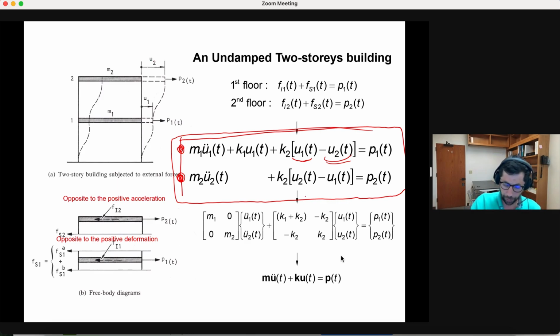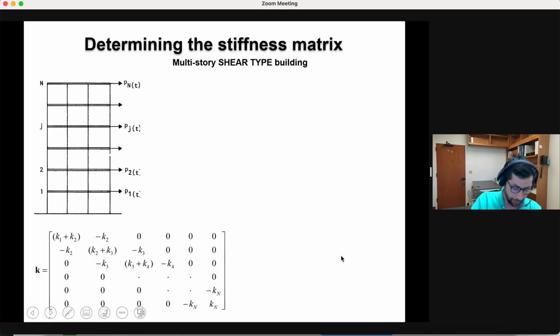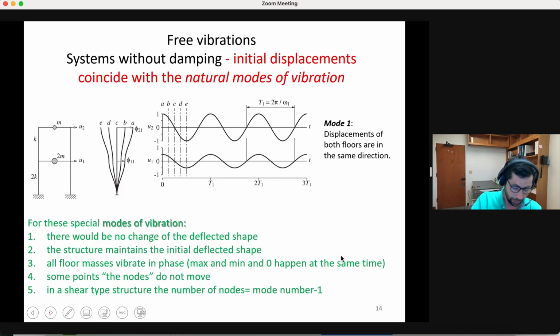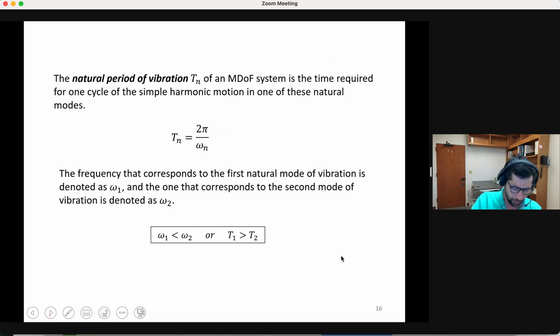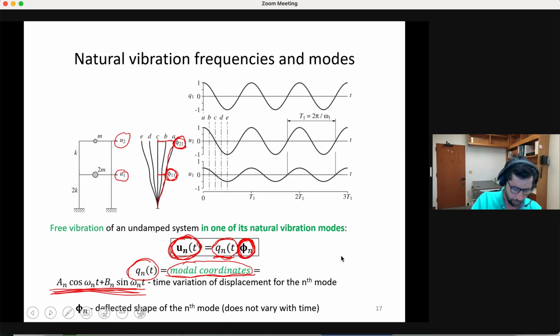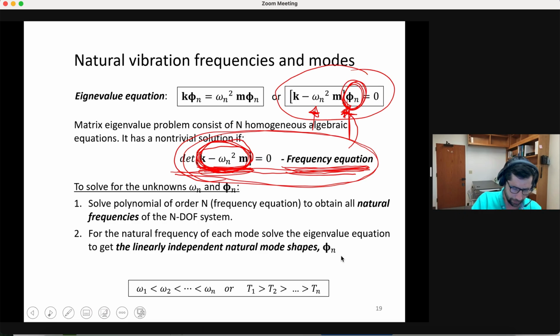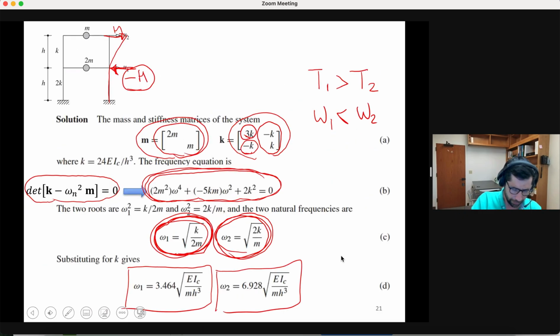The system of equations is a coupled system, meaning in both equations I see U1 and U2. And this is coupled through the stiffness matrix. The coupling, in this case, is due to the stiffness matrix. But now we were able to obtain the modes of vibration. Therefore, what we can do is to use another result, which I'm about to explain.